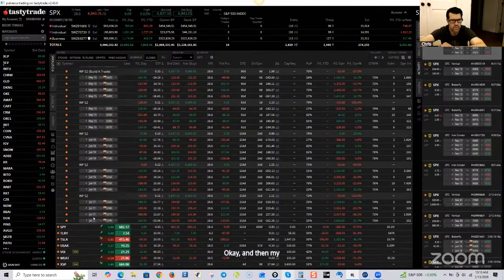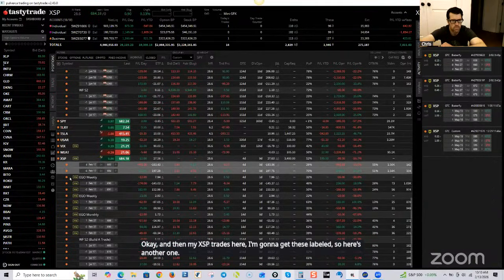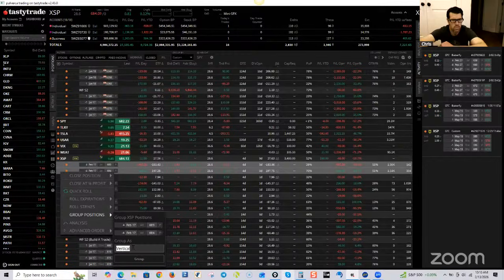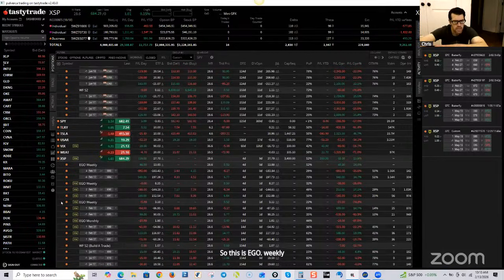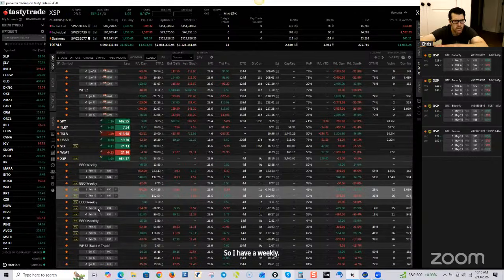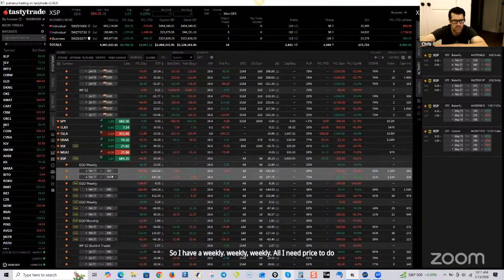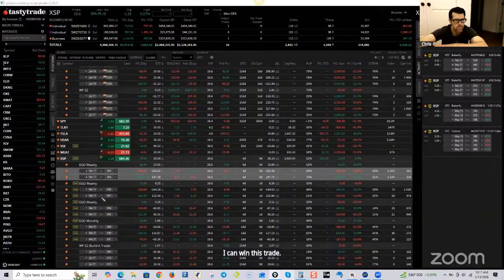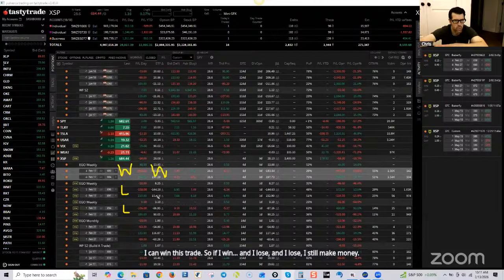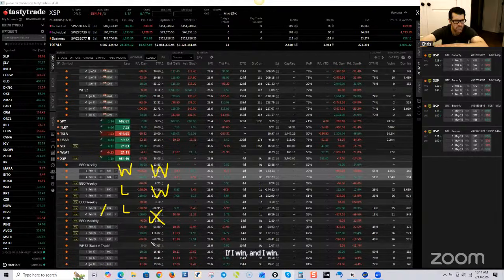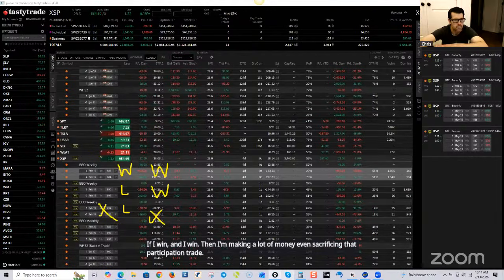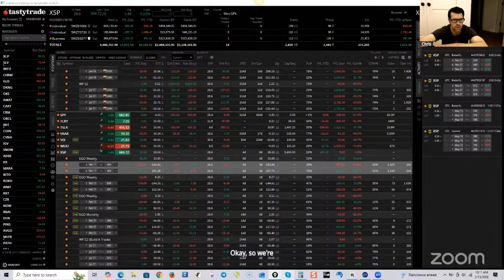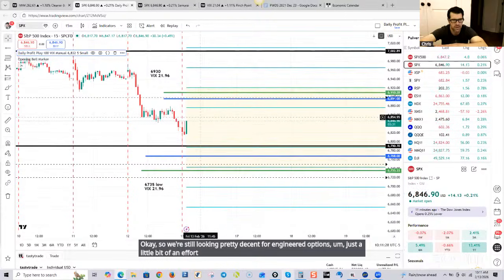Okay, and then my XSP trades here. I'm going to get these labeled. So here's another one, this is ego weekly. I have a weekly, weekly, weekly. All I need price to do for me to be net positive is be greater than 684 by Tuesday. If it is, I can win this trade. So if I win and I lose and I lose, I still make money. If I win and I win, then I'm making a lot of money even sacrificing that participation trade. Okay, so we're still looking pretty decent for engineered options. If the market just makes an effort to come back at all, we'll be fine.